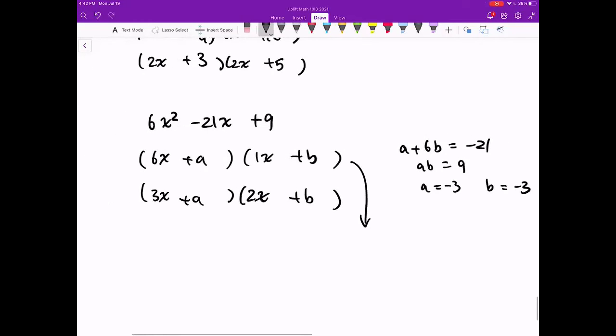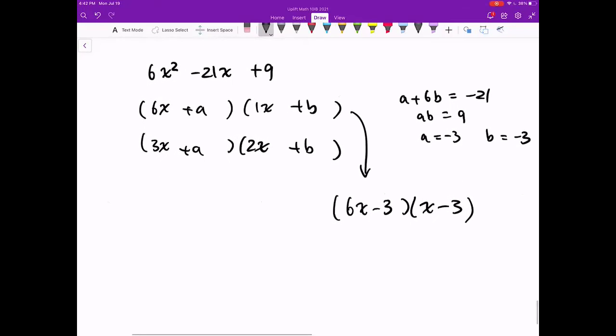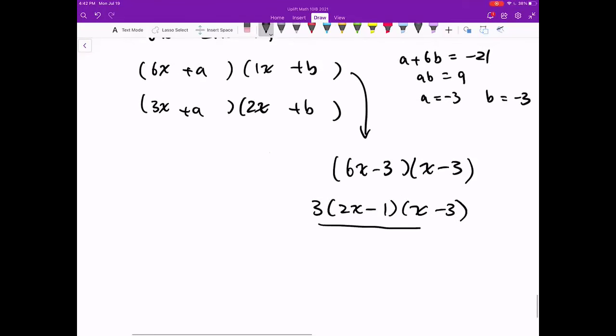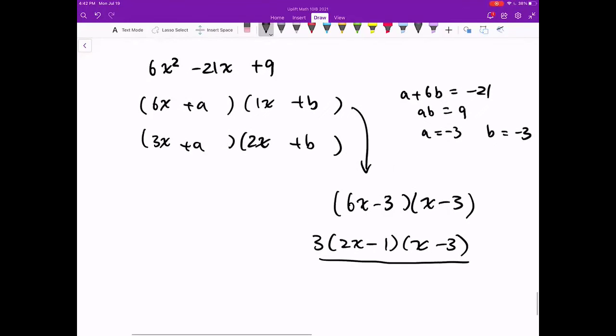So then we can just substitute a and b in 6x minus 3 times x minus 3. Sorry, I kind of skipped a step, but we first needed to extract the GCF. But we can do it right here as well. So 3 times 2x minus 1 times x minus 3. Always remember extracting the GCF, because if we extracted the GCF on our first step, I think it would have been easier. Yeah, definitely.